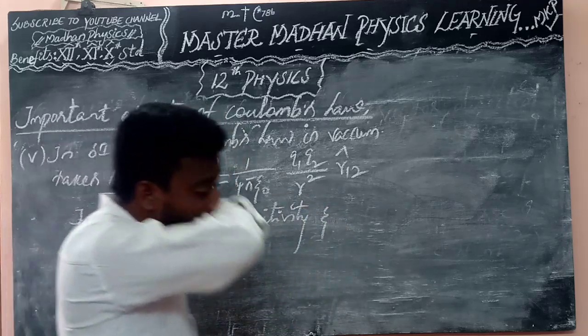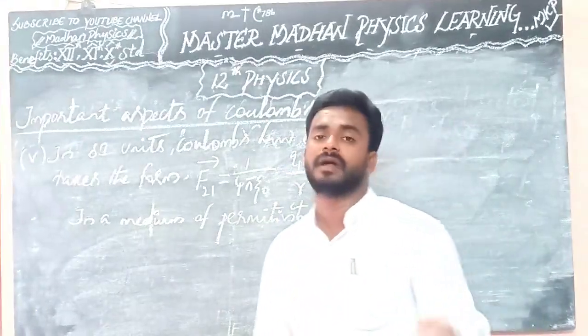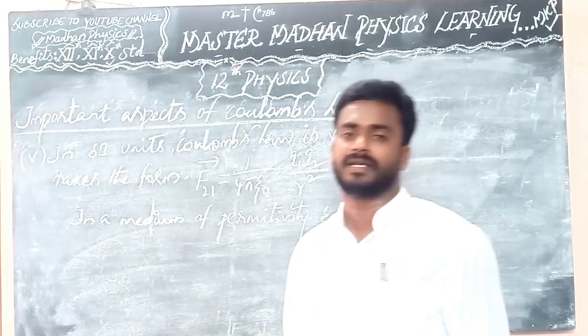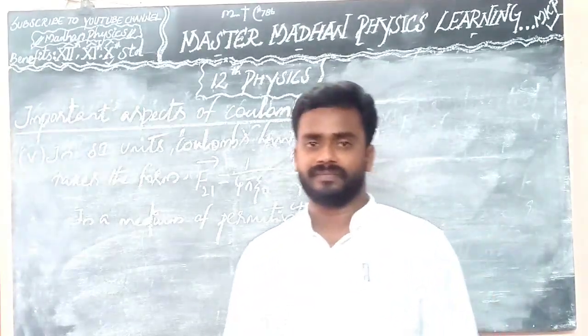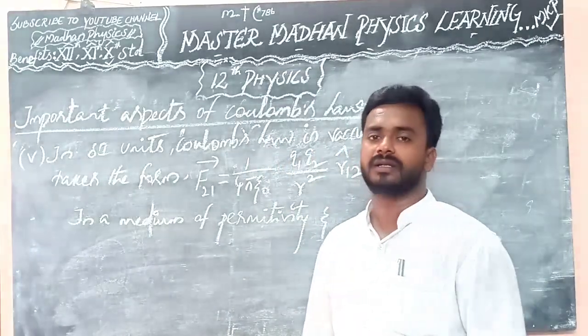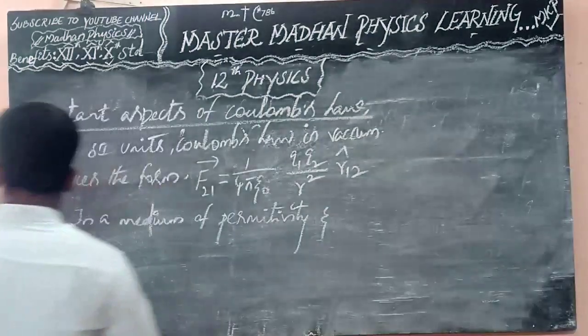First you understood epsilon is the permittivity of the medium, epsilon naught is the permittivity of free space, and epsilon r is the relative permittivity. Okay, so keep this in mind. These are very important for this.